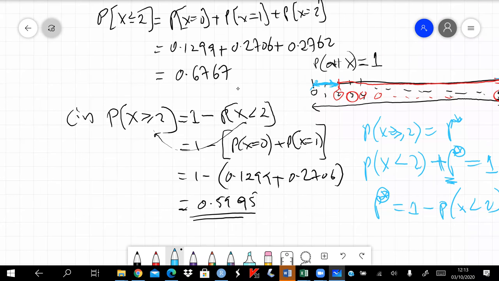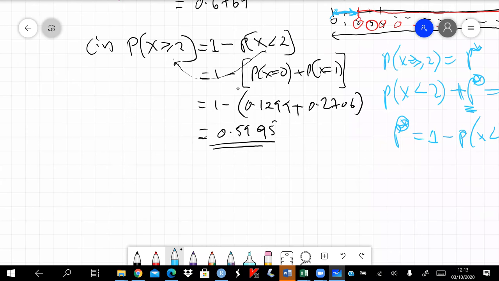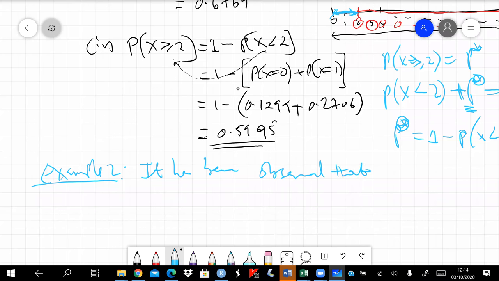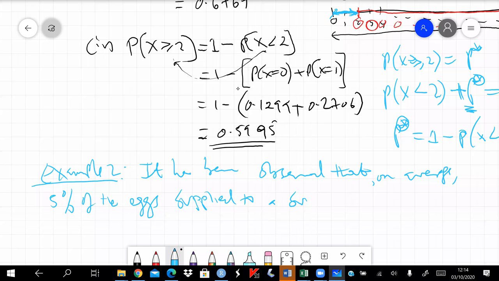Okay, I guess that is clear, or maybe will be clear later. Yes, it is. All right, so can we look at another example? So example 2. It has been observed that on average, 5% of the eggs supplied to a supermarket are cracked.